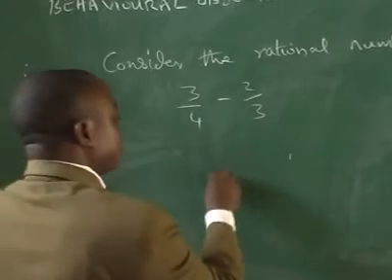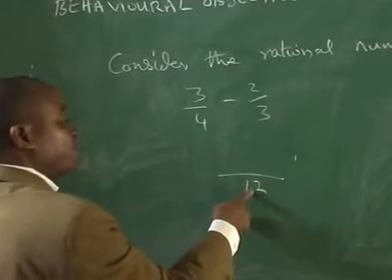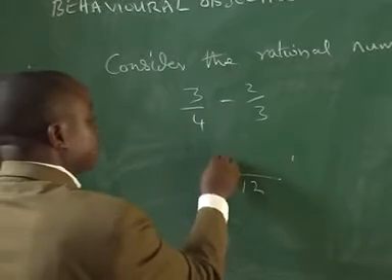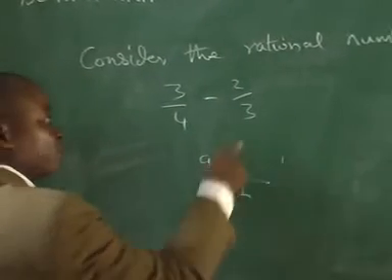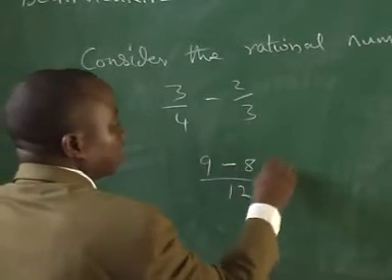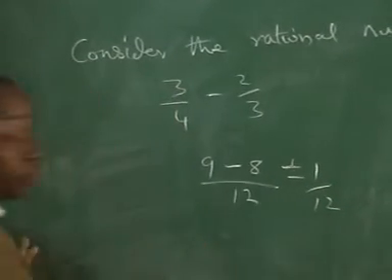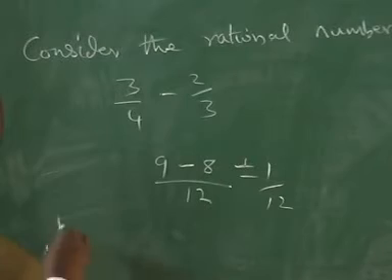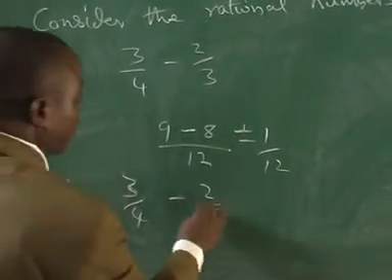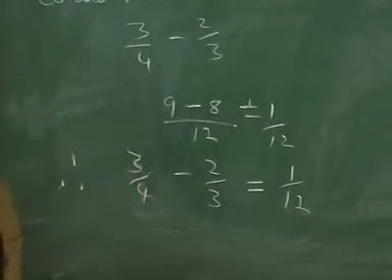I will take the LCM. LCM of 4 and 3 is 12. Now by the time 12 will divide 3, I will have 3. And then 3 times this will give me 9. By the time 12 will divide 3, I will have 4. 4 times 2 will give me 8. So I have 9 minus 8, which is equal to 1 all over 12. Therefore, 3 all over 4 minus 2 all over 3 is equal to 1 all over 12.